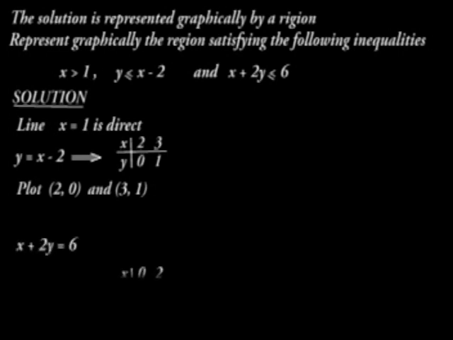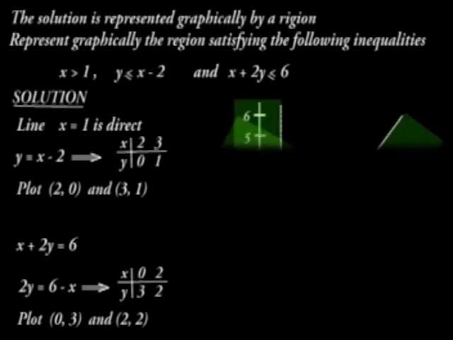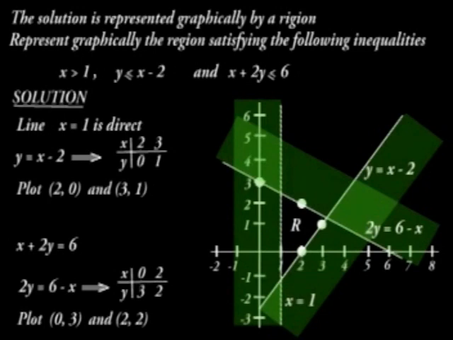x plus 2y is equal to 6, so 2y is equal to 6 minus x. We take two values and substitute. When x is 0, we have y is 3, and when x is 2, y is also 2. Plot the points 0, 3 and 2, 2 and join to form a straight line.